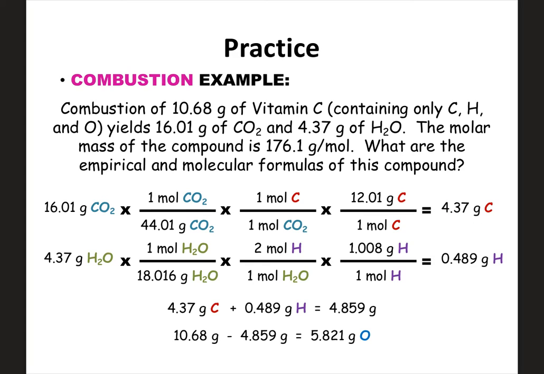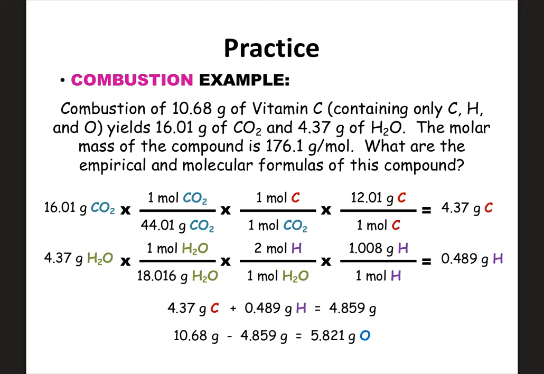So from that, we can figure out that there's 4.37 grams of carbon in that much CO2. So what this is saying is, in 16.01 grams of carbon dioxide, there's just 4.37 grams of it that's carbon. Obviously, the rest here would be oxygen. And I don't care about that oxygen because some of that oxygen could have come from the air, not from the vitamin C. So I only care about the carbon.